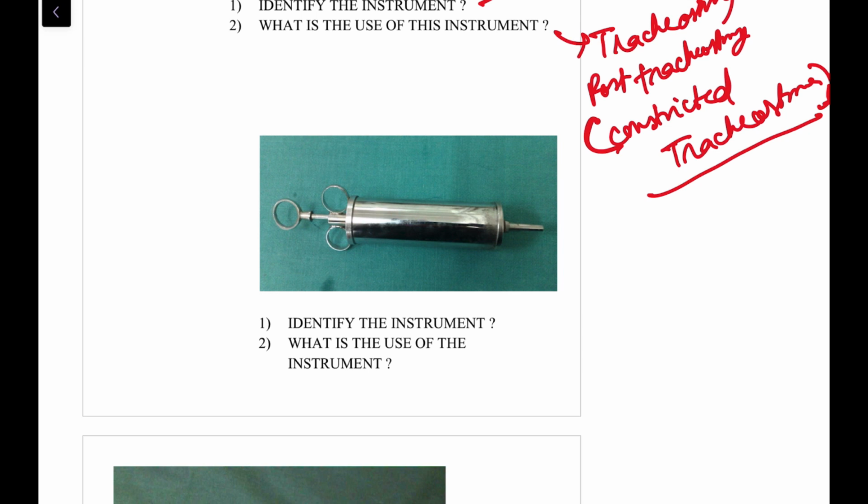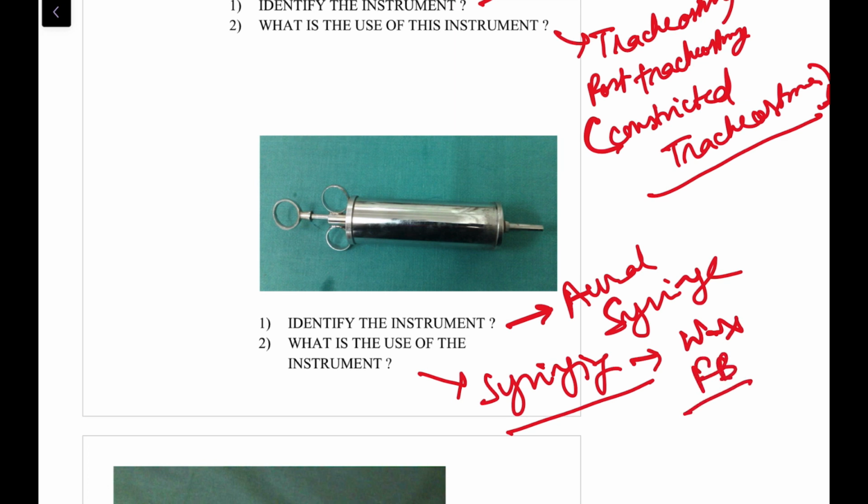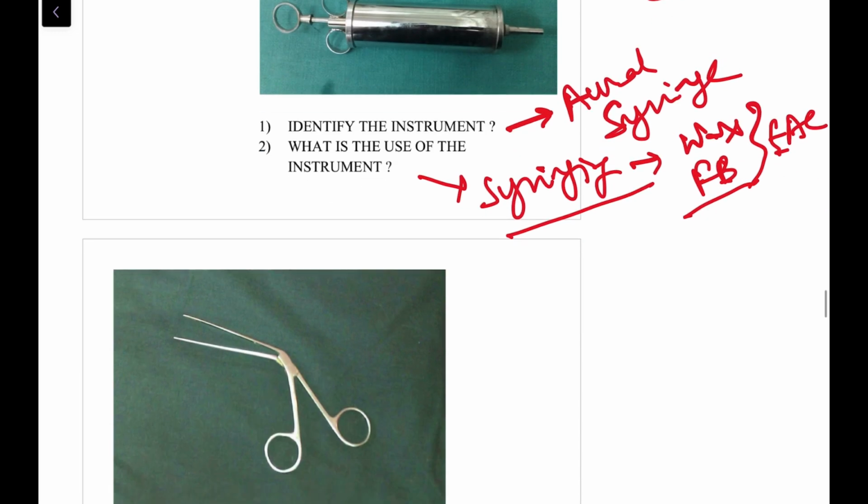So then coming to the next picture, this is an aural syringe. It is used in syringing for the removal of wax or foreign bodies from the ESC.